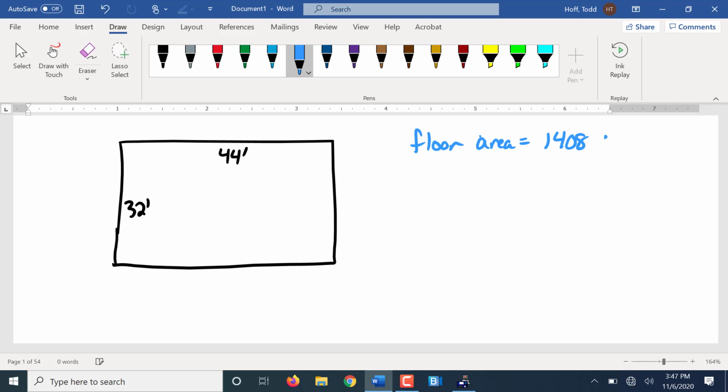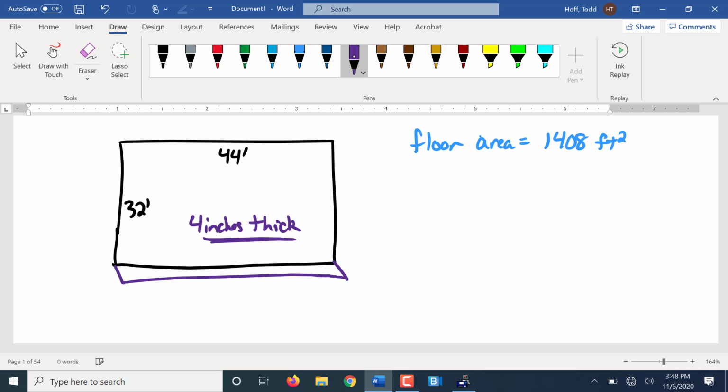1,408 square feet. Now, if that is 4 inches thick, I can actually think of this 1408 as being the area of a base, and the rest of the solid is just a height of 4 inches.